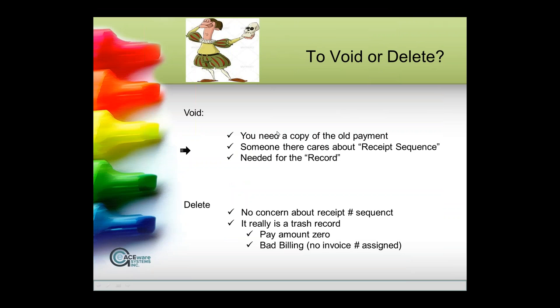Voiding or deleting. Generally, if you need a copy of the old payment, you have a receipt sequence number that people pay attention to, and you need a record of that old payment information, you void it because it stays in the system. It doesn't get added or counted in the income part. If you have a case where it really is a trash record, you started to enter something, there's a zero payment amount, it's a billing, there's no invoice number assigned, it's just junk, I don't have a problem with deleting a record. And again, this really has to do with your policy system at your institution.